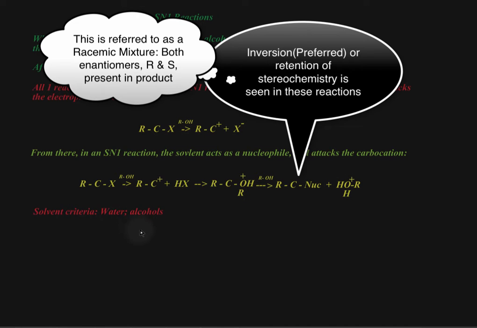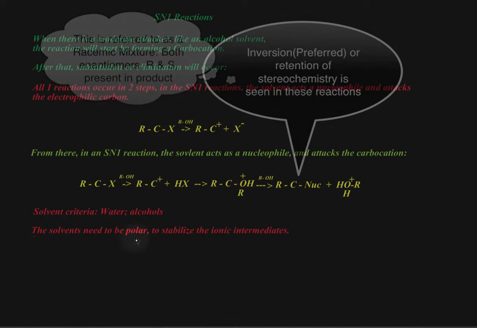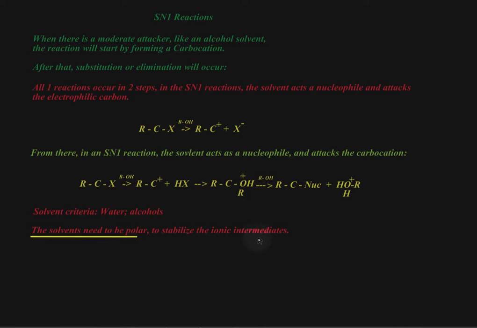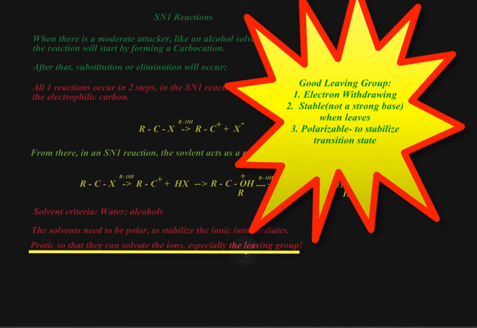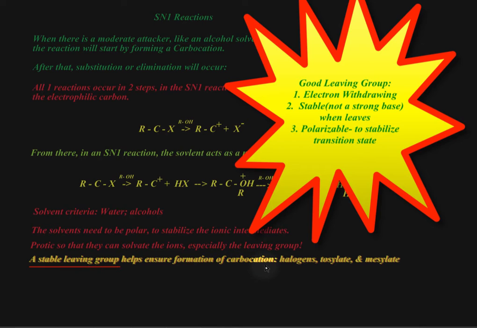Solvents are typically weak or moderate nucleophiles, like water or alcohols. We want the solvents to be polar, so they can stabilize the ionic intermediates that occur, the carbocation. All right, all these charges going on here, so we want it polar. And also, we need them to be soluble. So what we do is we use a protic solvent so they can solvate the ions, especially the leaving group, and stabilize it as it leaves. A stable leaving group ensures the formation of the carbocation. So halogens are typically used. You might say tosylate or mesylate, but something that's not going to be a strong base when it leaves.